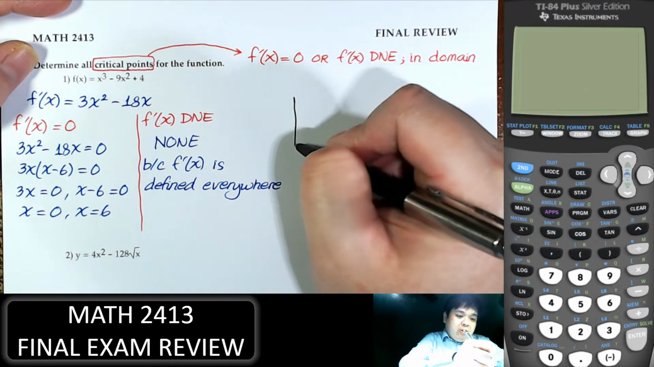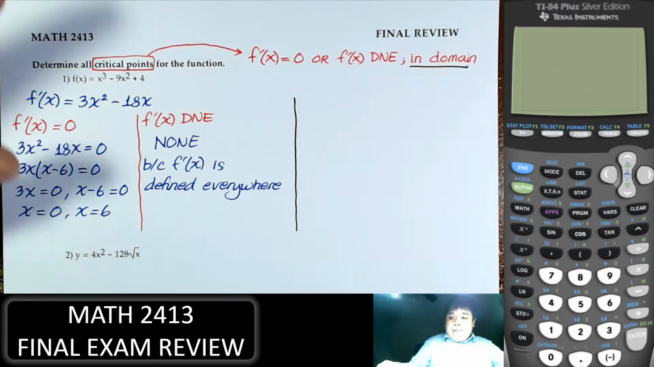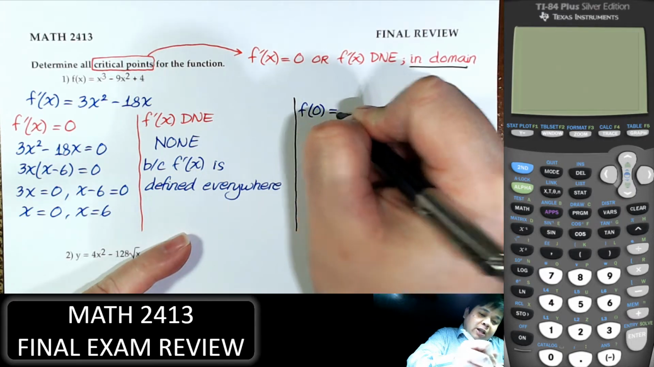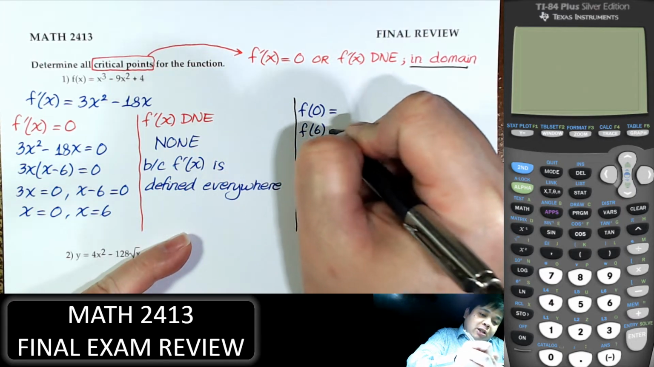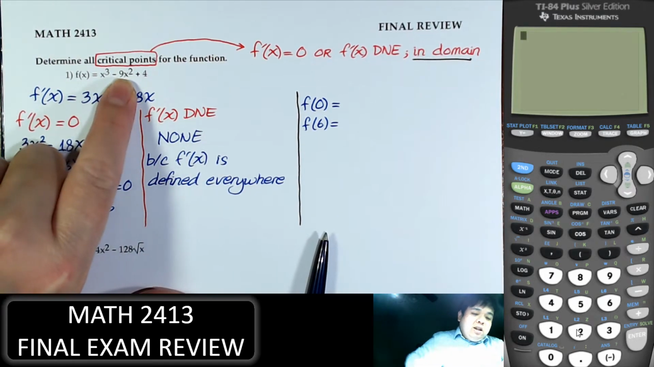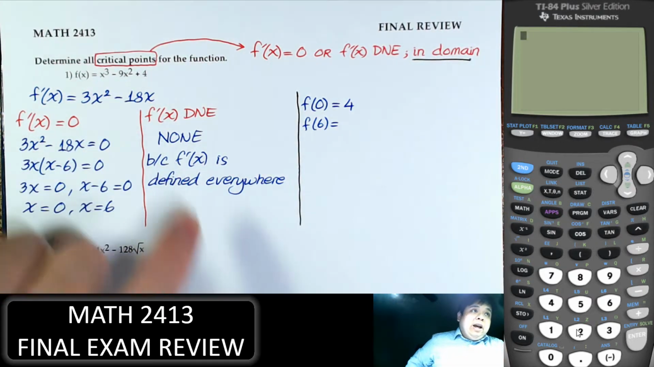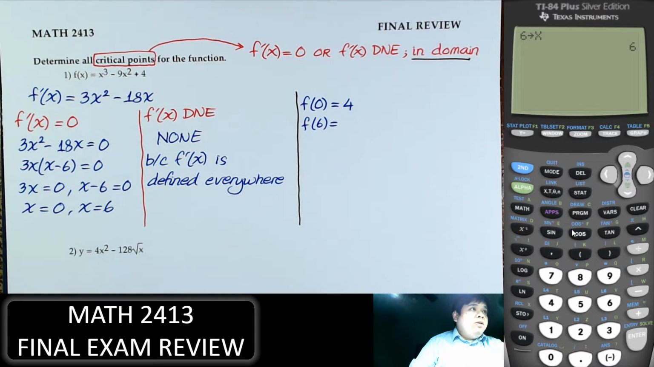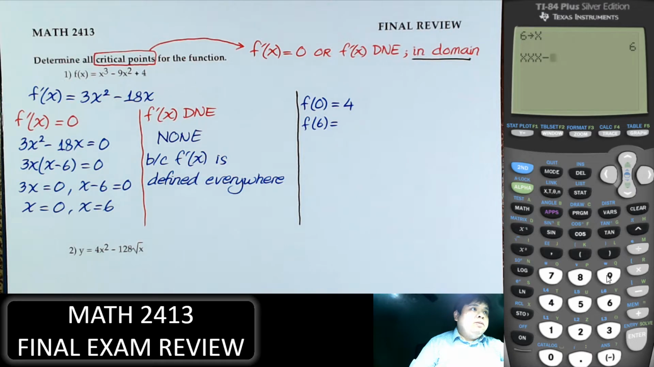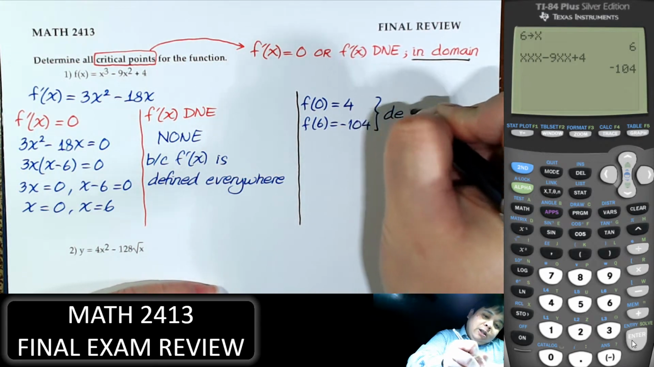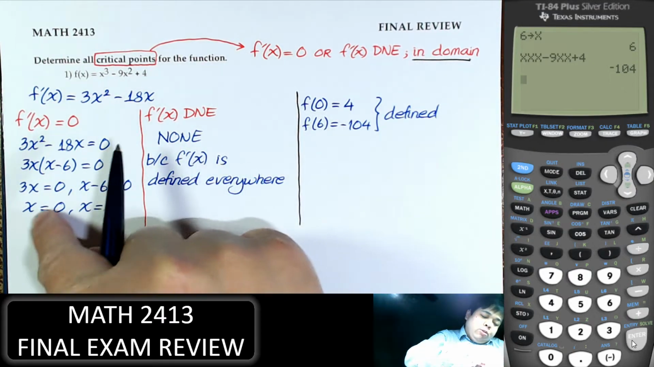One thing we need to watch out for is that the points must be in the domain. So we'll make sure that when we put 0 in for x, it is defined, and when we put 6 in for x, it is also defined. So just do this quickly. If we put 0 for x, that equals 4, which is defined, and put 6 in for x, I just store 6 to x and then evaluate the function. That's negative 104. So those are defined values. So those points are critical points.